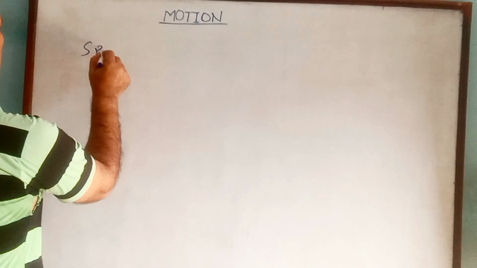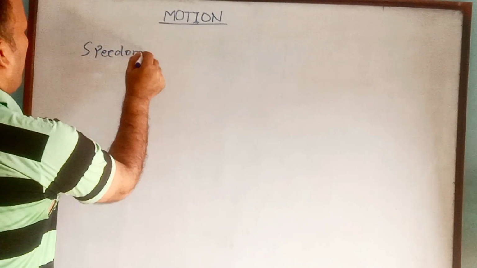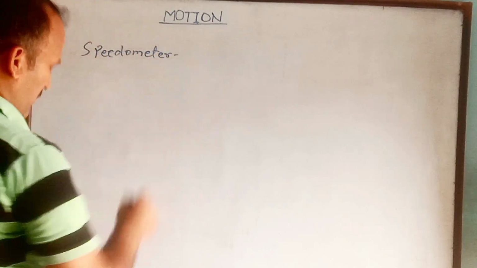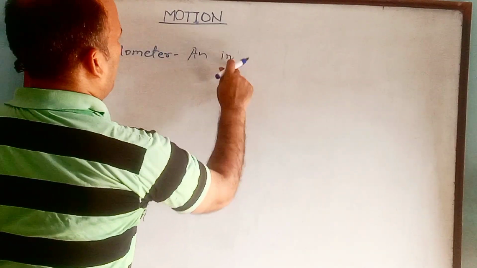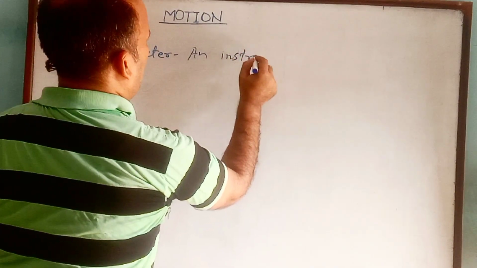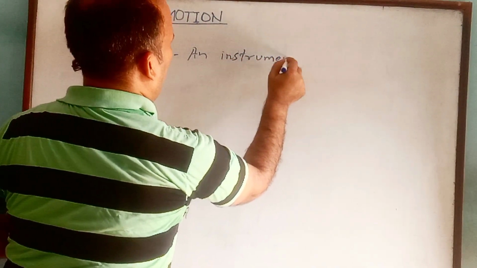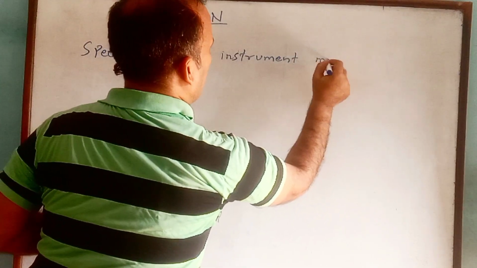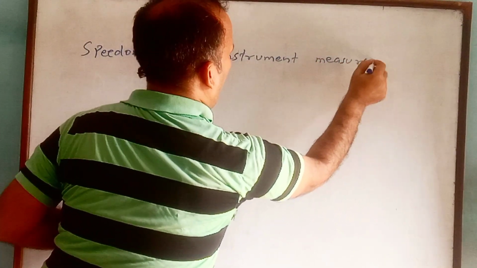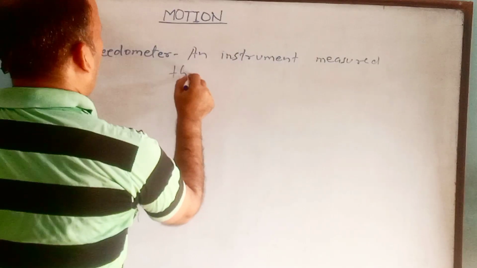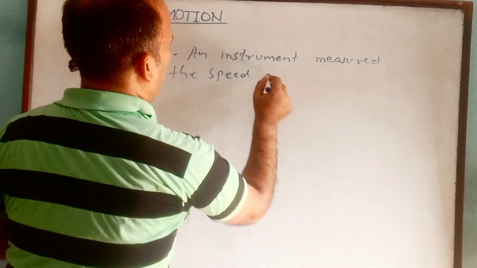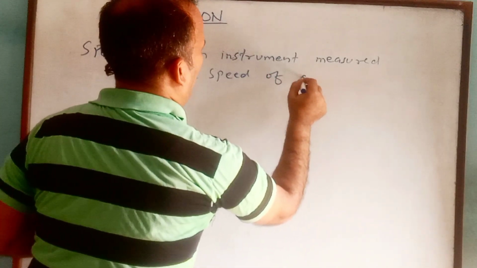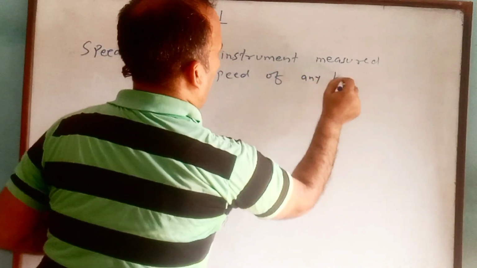So write here, firstly speedometer: a device or instrument that measures the speed of any body.